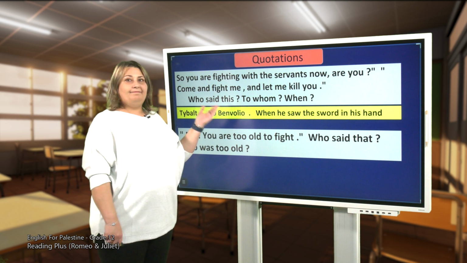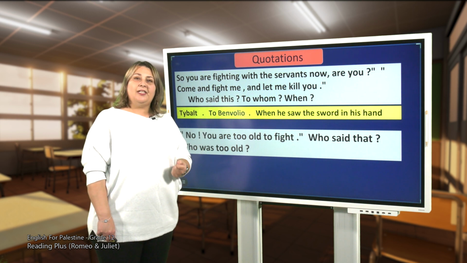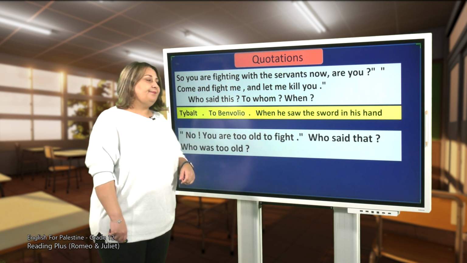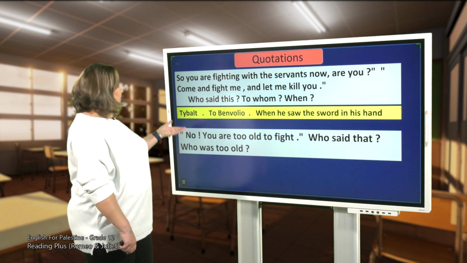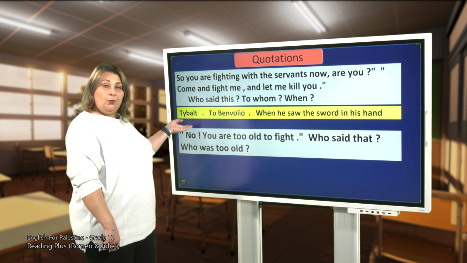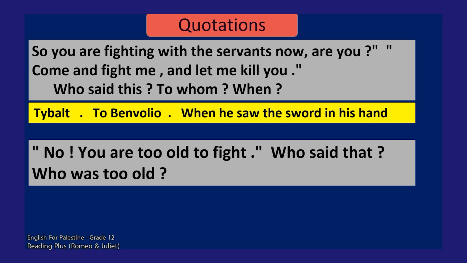All right. And here are the answers. Let's see if you have them right. So, the first question, who said this? It was Tybalt. And to whom? He was talking to Benvolio. He said this to Benvolio. And when did he say this? When he saw the sword in his hand.